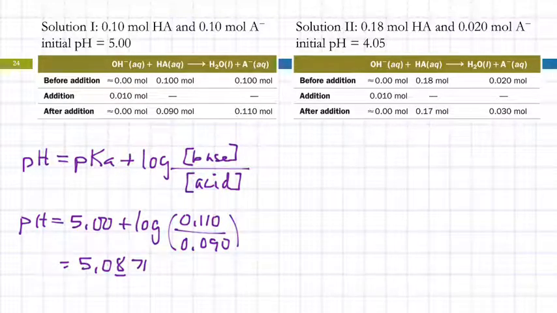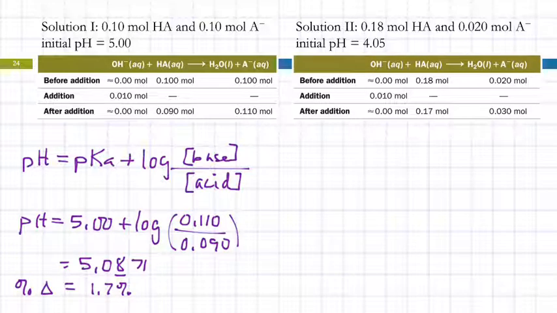So that's the pH. We're going to look at the percent change. So the percent change is a percent delta. We're going to take the difference between the initial pH and the new pH, divide by the initial pH, multiply by 100. So that's 1.7%.